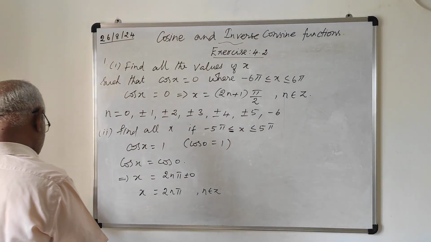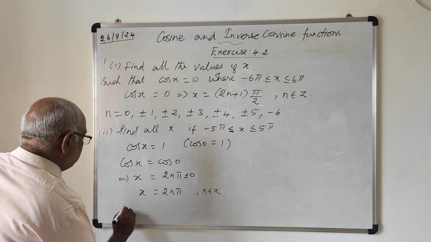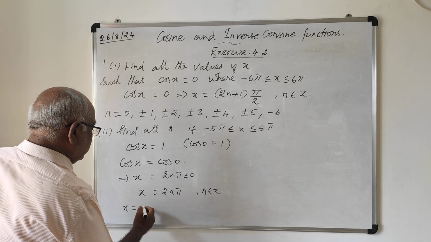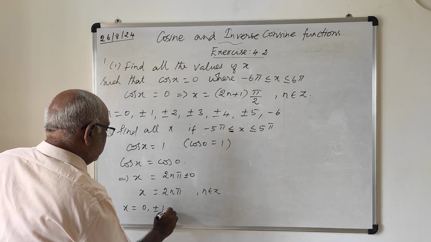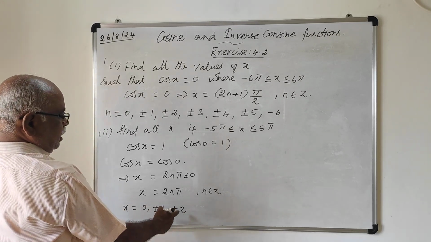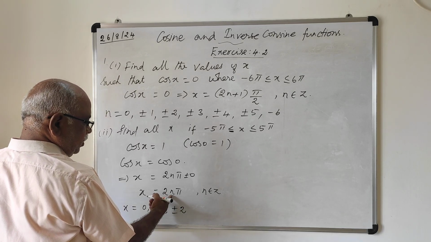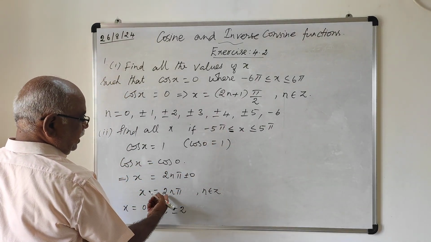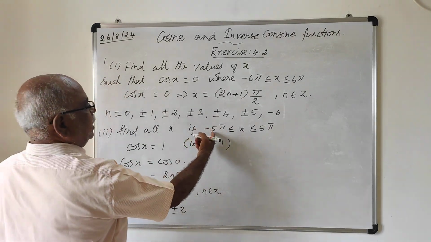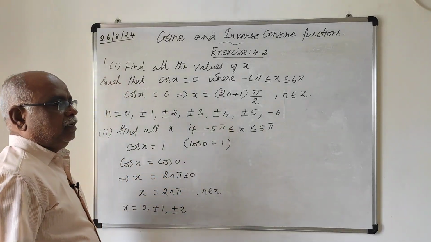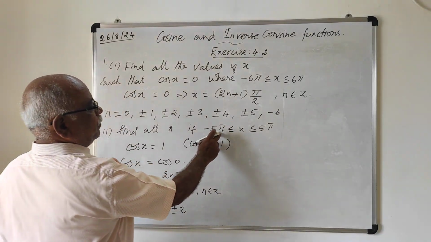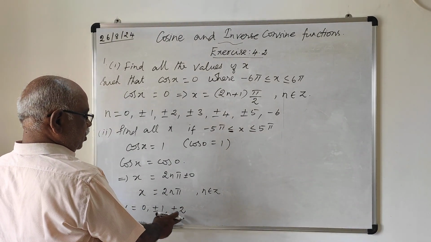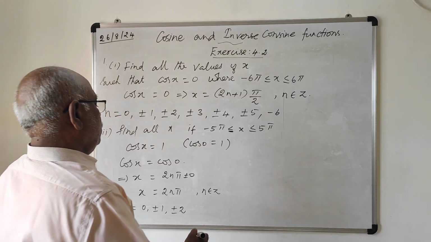But n takes only the values for which x lies from minus 5 pi to plus 5 pi. For that, you substitute n equal to 0, plus or minus 1, plus or minus 2 only. If you put n equal to 3, 3 2s are 6 pi, it is out of the interval. Similarly, if you put n equal to minus 3, minus 3 into 2 is minus 6 pi, it is also out of our given interval. Therefore, the values of x between minus 5 pi to plus 5 pi are possible only when n equal to 0, plus or minus 1, plus or minus 2. That's all.